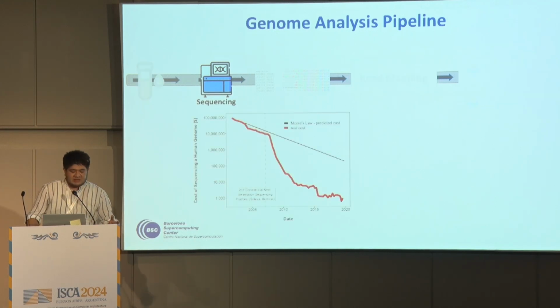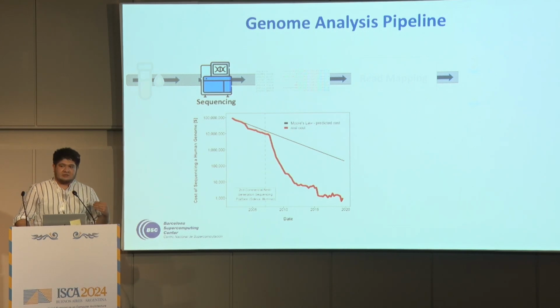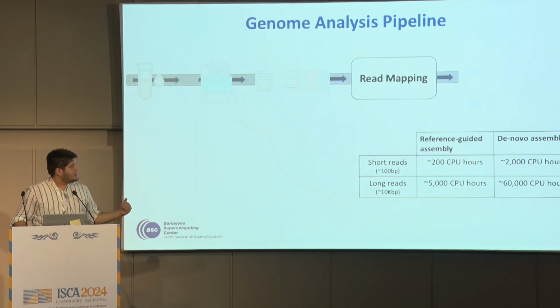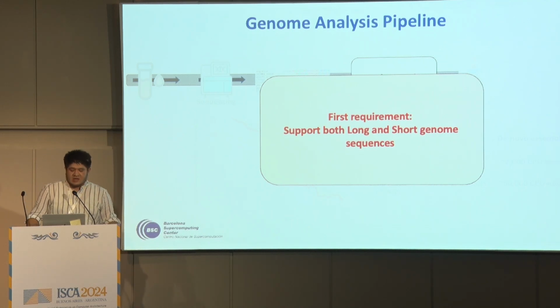Something that we can say about sequencing is that year by year it's becoming cheaper and more affordable. On the other side, read mapping is becoming more and more compute intensive, going from short reads to long reads. This brings the first requirement: we need to support both long and short sequences in our system.